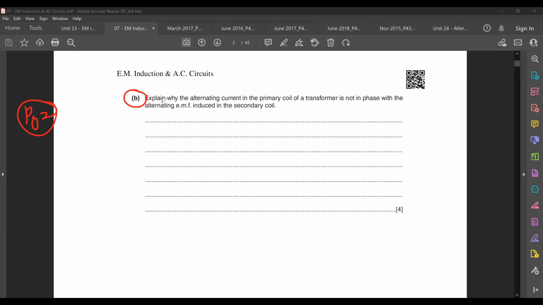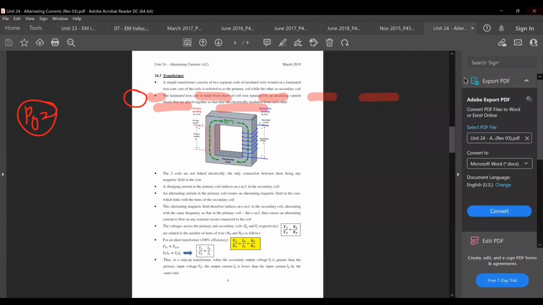So here they ask you to explain why the alternating current in the primary coil of a transformer is not in phase with the alternating EMF induced in the secondary coil. So why is it that the alternating current in the primary coil of a transformer is not in phase with the alternating current induced in the secondary coil? Let me explain it from your AC circuit chapter.